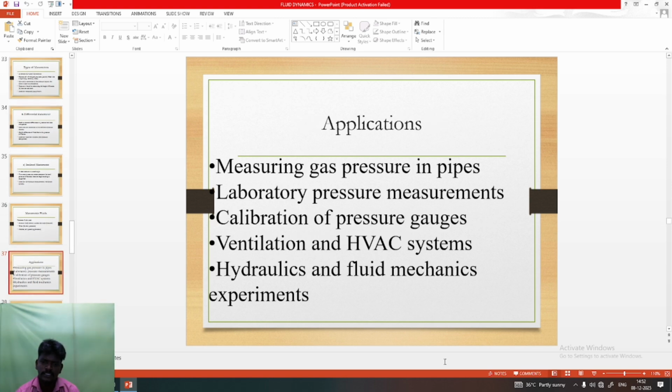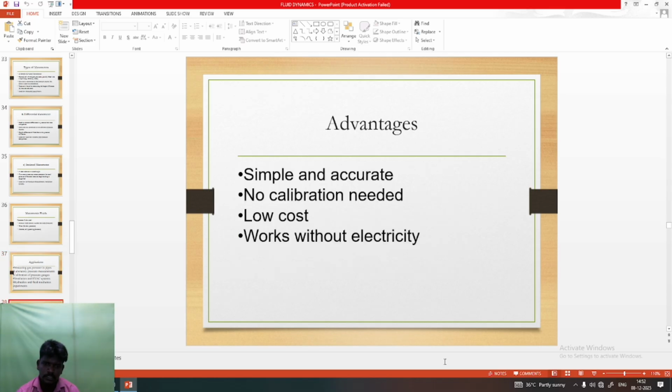Then applications: measuring gas pressure in pipes, laboratory pressure measurements, calibration for pressure gauges, ventilation and HVAC systems, hydraulics and fluid mechanics experiments. What are the advantages we get from the manometer? Simple and accurate, no calibration needed, low cost, works without electricity. These are very important advantages.